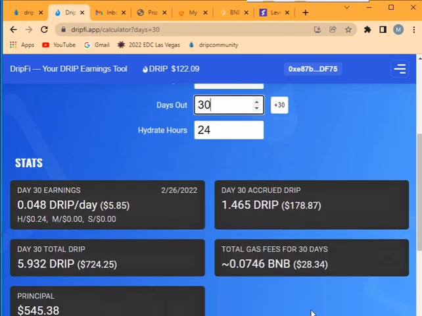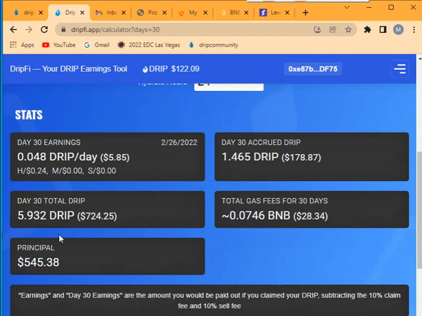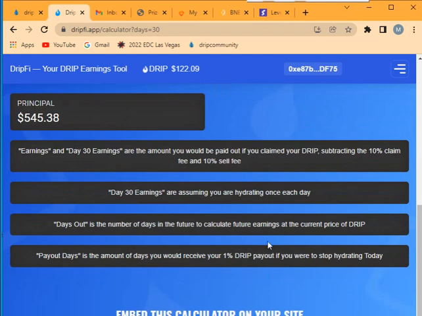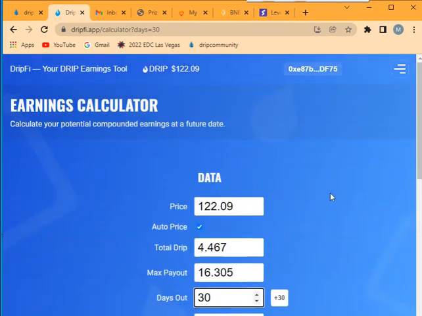$178.87 a month. My total drip at the end of the month would be 5.932. So in other words, I'll have 5.932 drip at the end of the month, and that would be worth $724.25 at the current price. I would pay about $28 in gas fees. My principal amount's $545. Okay, so there you go. This is on dripfi.app, and it'll connect to your wallet and it'll give you this information. Alright, so we're going to go back in.